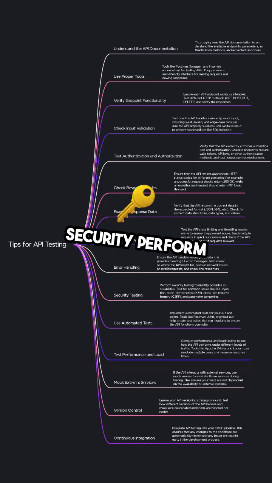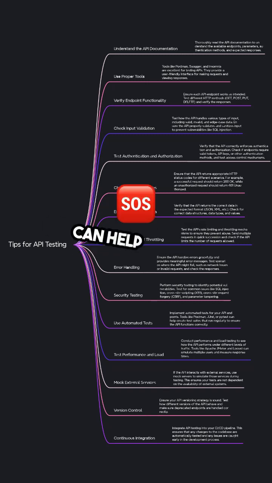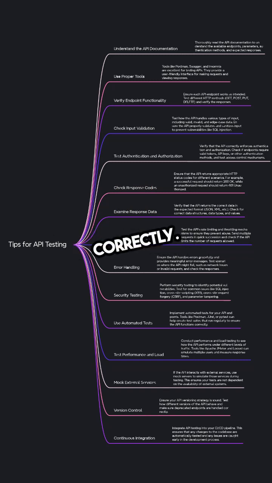Test scenarios where the API might fail, such as network issues or invalid requests, and check the responses. Security testing. Perform security testing to identify potential vulnerabilities. Test for common issues like SQL injection, cross-site scripting (XSS), cross-site request forgery (CSRF), and parameter tampering. Use automated tests. Implement automated tests for your API endpoints. Tools like Postman, JUnit, or pen testing tools can help create test suites that run regularly to ensure the API functions correctly.